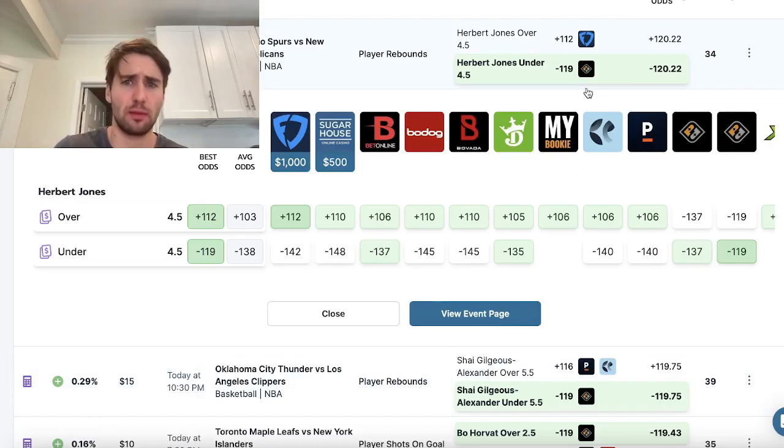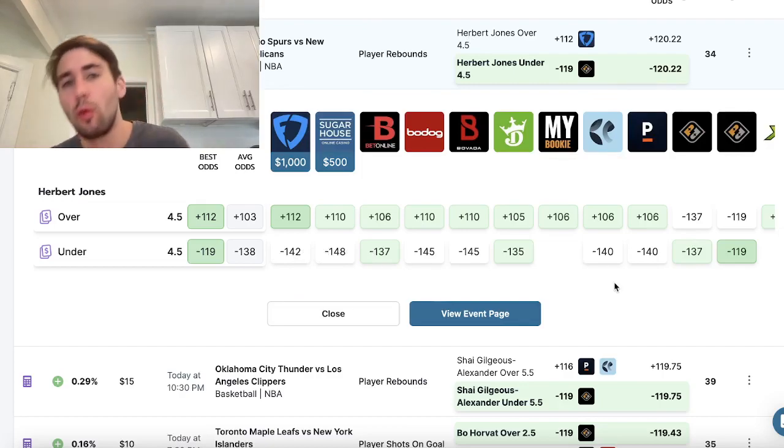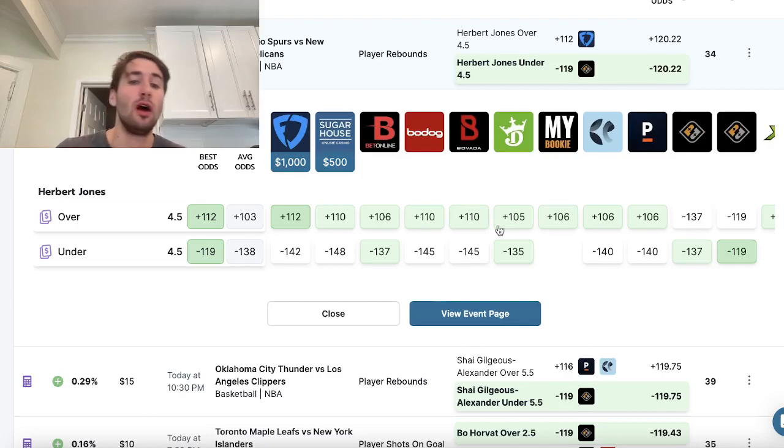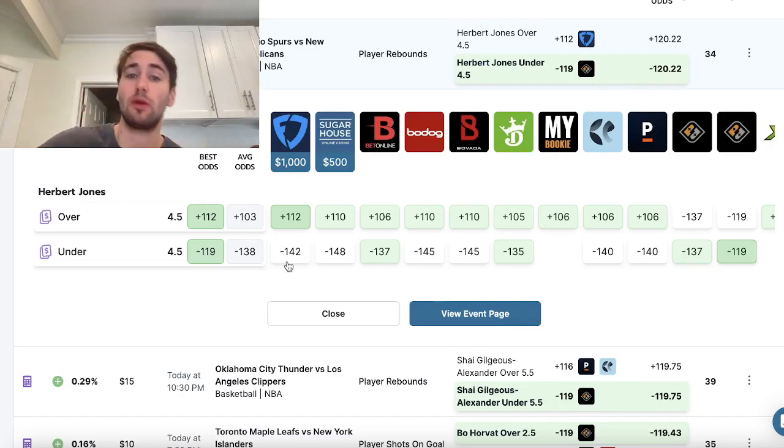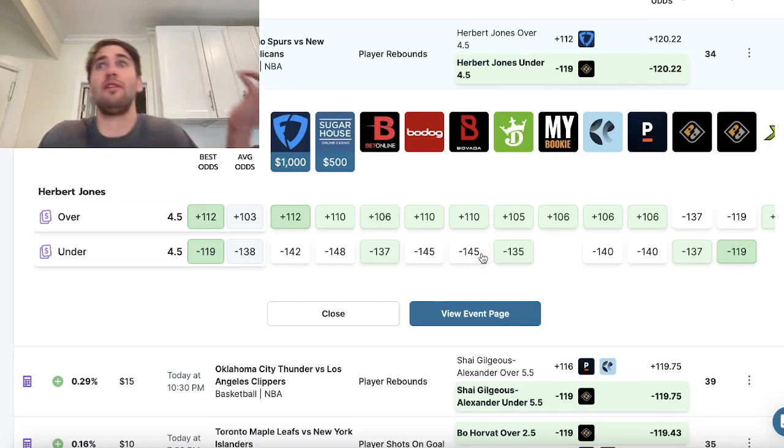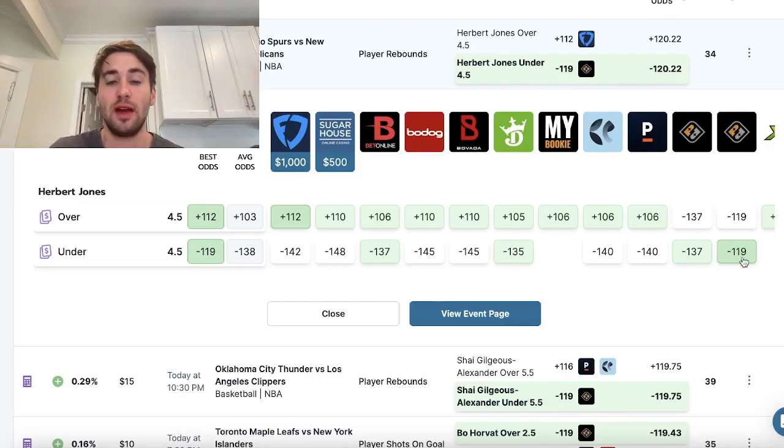But here you can see for Herbert Jones, all the books have his under heavily favored around minus 140, minus 145. We're getting minus 119 in a flex. All the books are telling us the under should be a lot more favored. We've gone through the payouts of PrizePicks. We know 5 flex are optimal. We know 5 flex means minus 119 odds. So we've studied the sportsbook, right? You've got to put in the work, study the sportsbook. So then it's just, okay, take advantage of this play. Every data point is telling us this should be minus 145. We're getting minus 119, right?